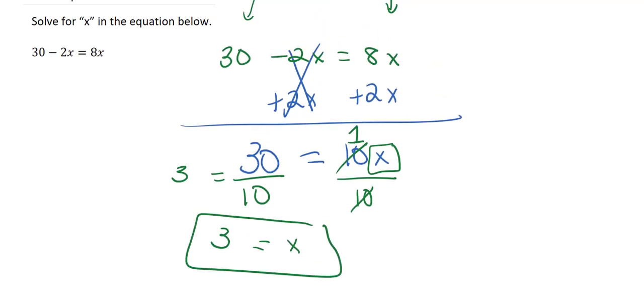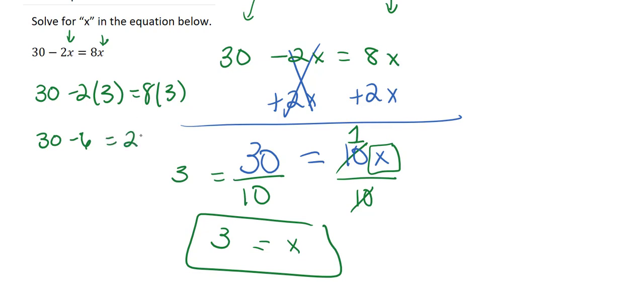And so when we plug in the value 3 here, we have 30 minus 2 times 3 is equal to 8 times 3. Well, 30 minus 6 is 24, and 8 times 3 is 24. It checks out. So x is equal to 3, and that is a true solution. So we know we found the correct answer. That's how we can check our answers. So let's move on to the last example.